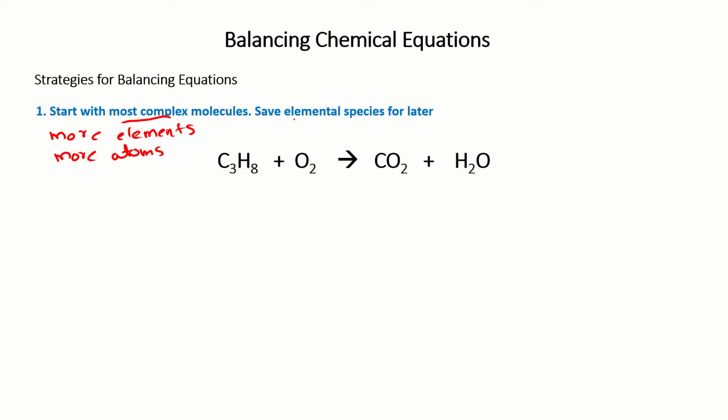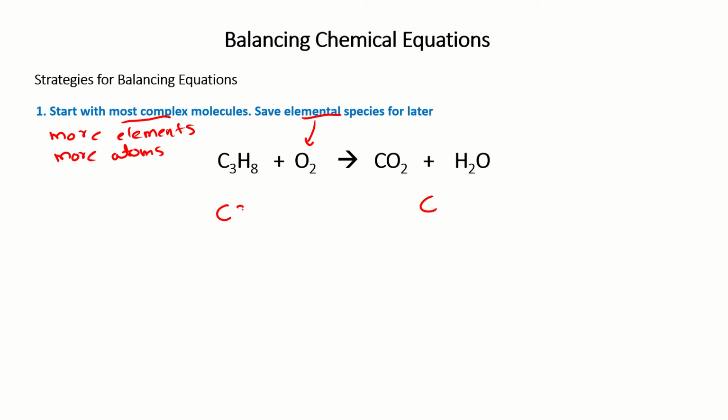And what is the elemental species? That is oxygen. You can see that oxygen is in a molecular form, but still it's just an element. You have only 2 oxygen atoms attached to each other. So use the same strategy that you have been using so far. List the elements on both sides and the number of atoms.